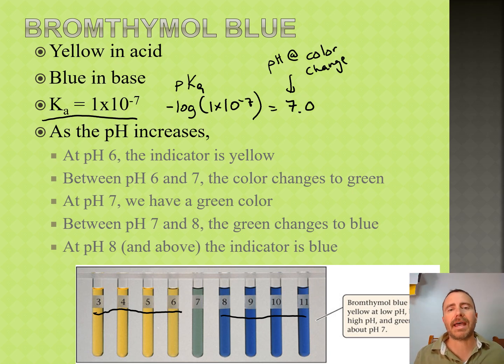We can't use that. The only thing that this does is tell us one specific point where the color change occurs. And we have to pick that close to where the reaction is going to be at equilibrium and we have an equal number of moles of acid and base. That's what we're going to be looking for.